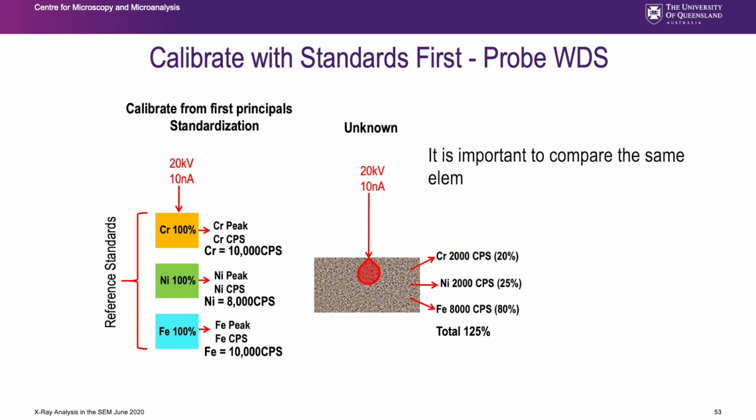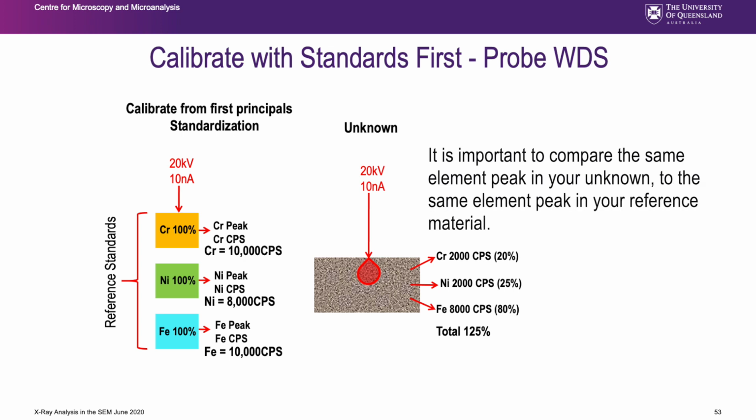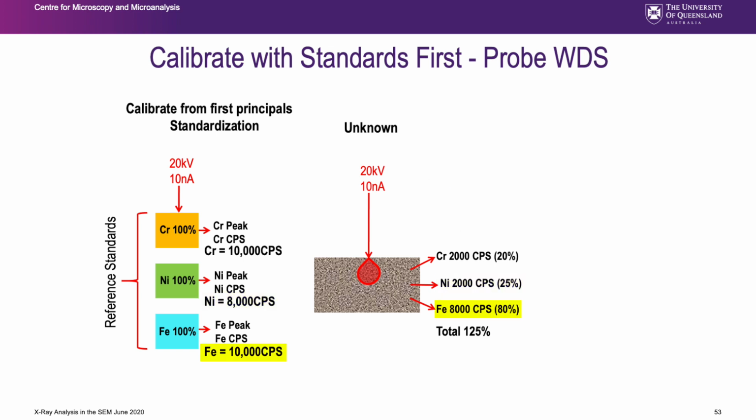You always compare the same element peak in your unknown to the same element peak in your reference material. That's the peaks you compare. I don't compare different elements amongst my unknown. I compare the same elements, unknown to reference. And then I do the same with nickel and the same with iron, and I make a first order estimate of what the composition of my material is. Again, I just made these numbers up. But what I did see is my total was wrong. My total should be 100%, but of course my total is either high or low.